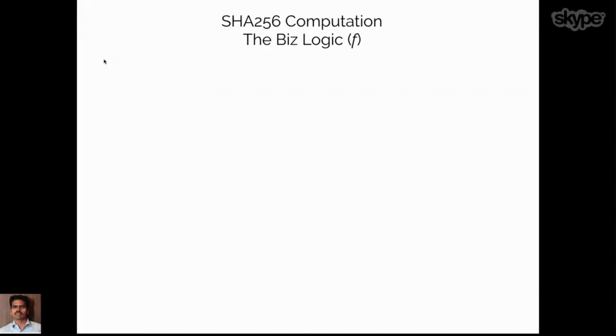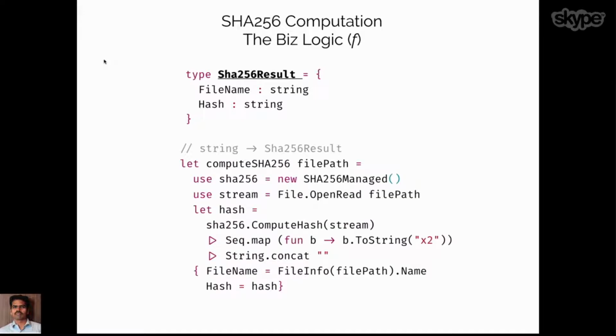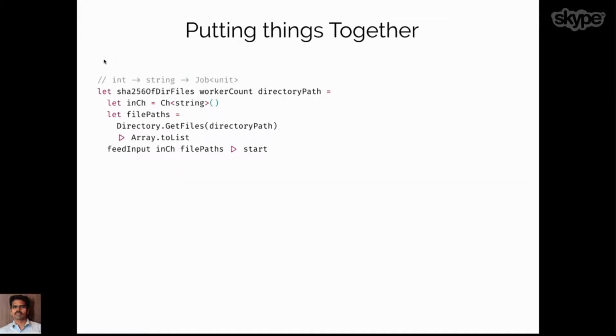And there comes the business logic, which is a straightforward calculation of the SHA-256 hash from the standard System.Security.Cryptography library from .NET. We are just going to open the file, get the stream out of it, give the stream to SHA-256 and compute the hash. And I think you can replace that with any business logic here. Just for the demonstration, I'm using something called compute SHA-256.